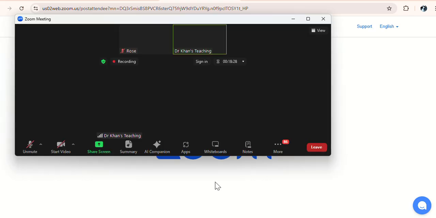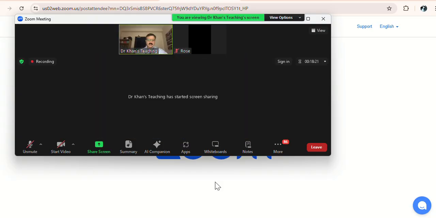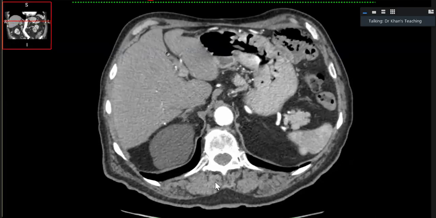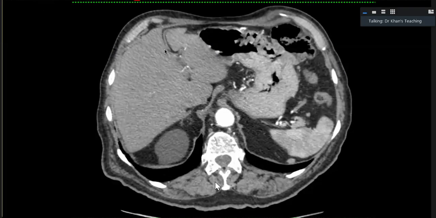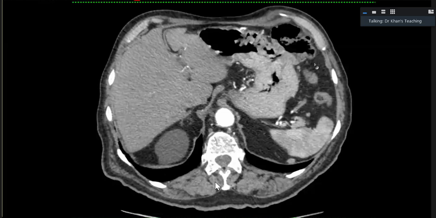Okay, last case of the day is coming up. This is a 74-year-old male. The patient came to A&E, and the surgeons have said that, given the pattern of abdominal pain, they want to rule out mesenteric ischemia. So an angio has been done.